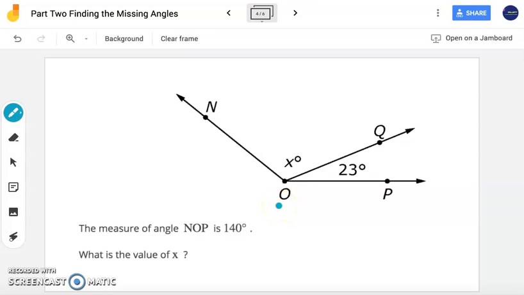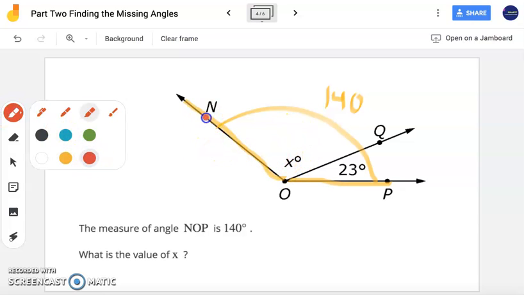Now in this next one again, we have the measure of angle NOP is 140 degrees. First thing I'm going to do is identify where that is in my drawing. Now if you need to redraw this on your scrap piece of paper, that's absolutely fine. So notice I'm highlighting NOP, the total angle measurement here, is 140 degrees. And we're given a piece that's 23 degrees, but we need to find this piece here, which is the value of x.